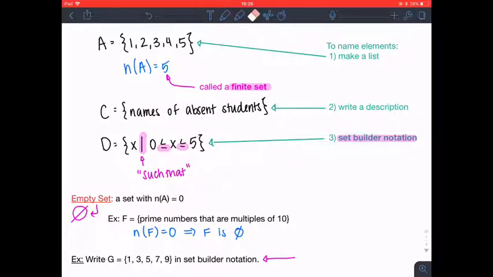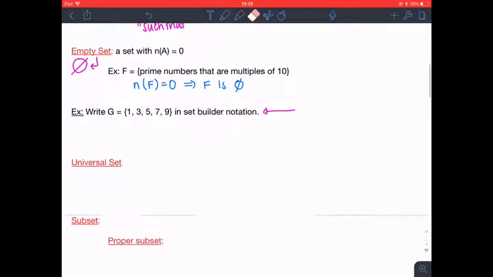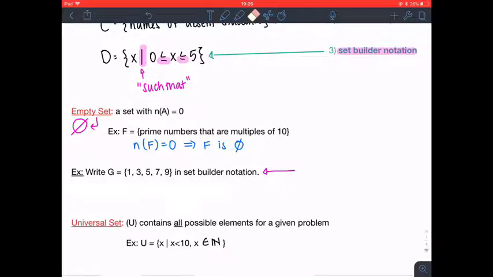Okay. Now let's talk about specific types of sets. There's something called the universal set. Now the universal set, we use U, U for universal, to denote it. This contains all possible elements for a given problem, so just that given situation.